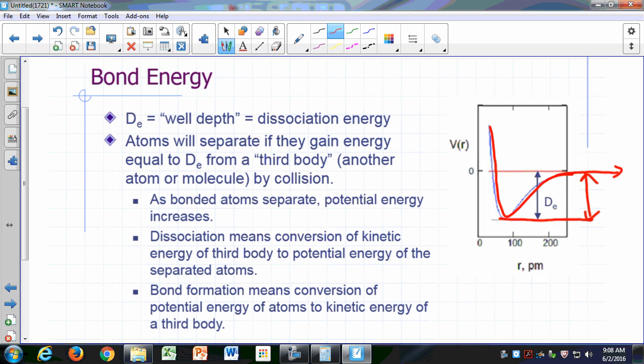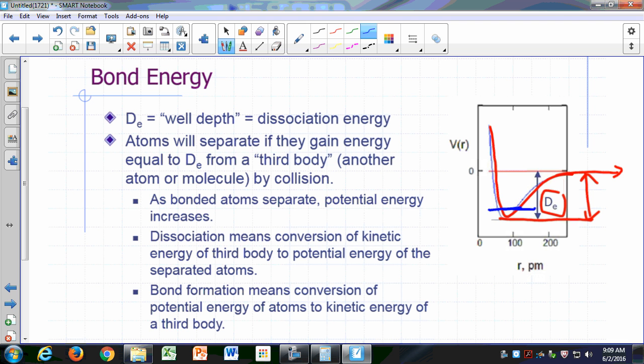It's generally referred to as the well depth, and it has a special symbol. We call it D sub e, and it stands for dissociation energy. Basically, what that means is if you have atoms that are trapped in this well, so to speak, when we say two atoms are trapped in this potential well, that means they're bonded together. The energy is not enough to allow them to separate.